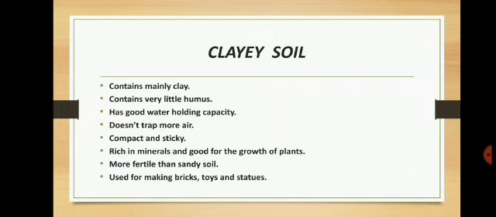Now due to the smallness of the pores, the clay soil is also not able to trap enough air for the roots of plant. It can hold water, but it cannot trap more air. However, clay soil is rich in minerals which are good for the growth of plant. In terms of fertility, if you compare clay soil and sandy soil, which one is more fertile? More fertile is clay soil rather than sandy soil.